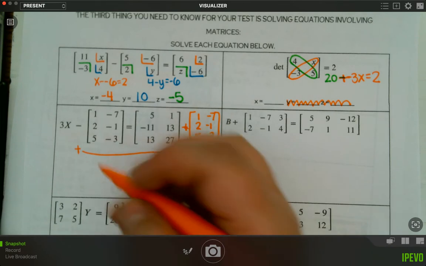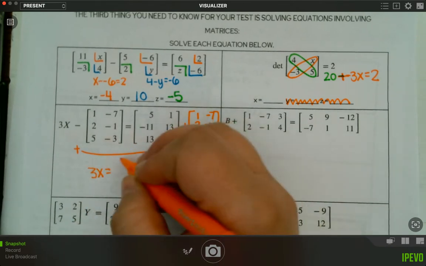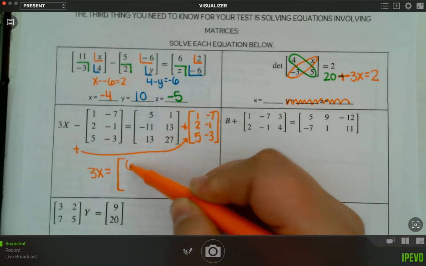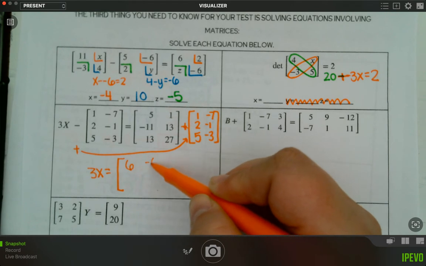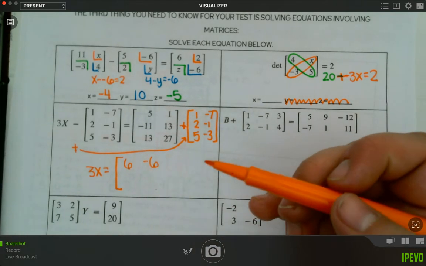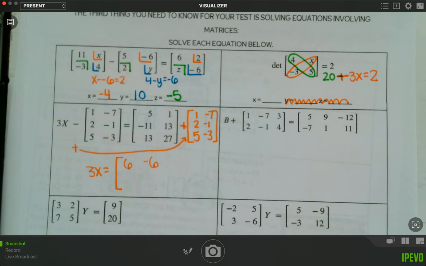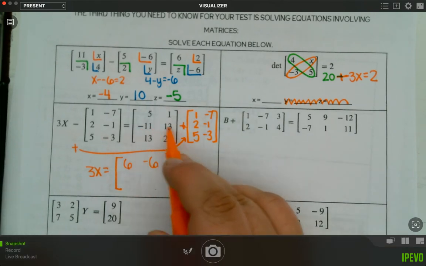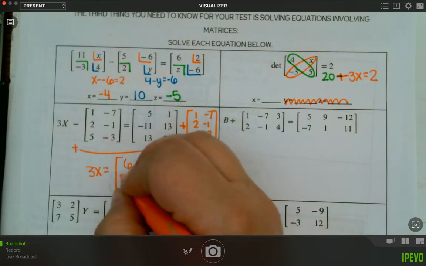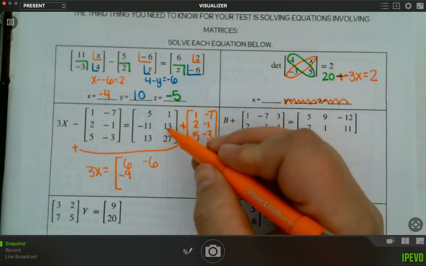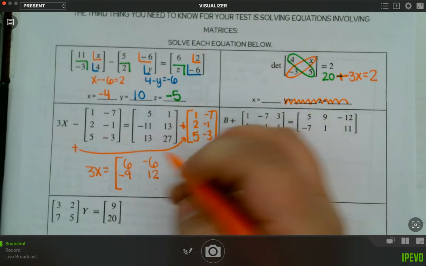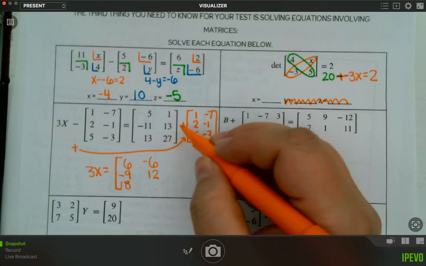And you're going to get 3x equals 5 plus 1 is 6. 1 plus negative 7 is negative 6. And I'm going to go ahead and pause for a second and just remind you, when you're adding and subtracting matrices, you're not flipping or flopping or moving anything around. It's just very direct. Negative 11 plus 2, because those are in the second row, first column. 13 plus negative 1. 13 plus 5. And 27 plus negative 3.